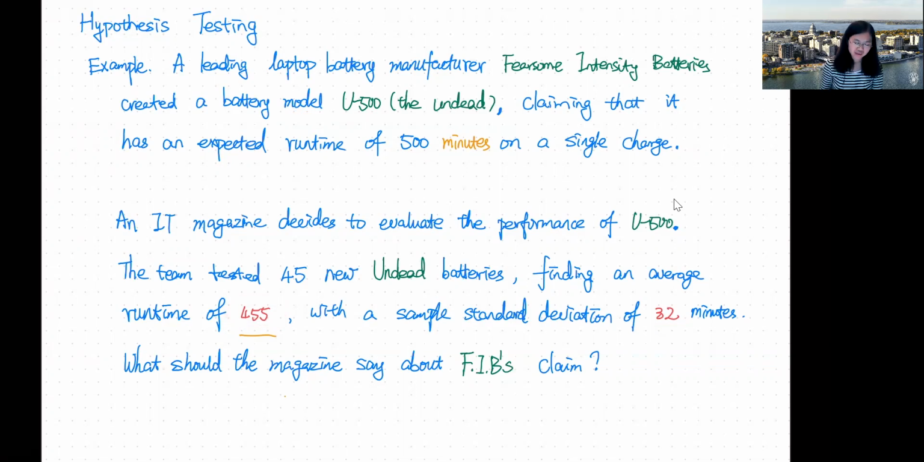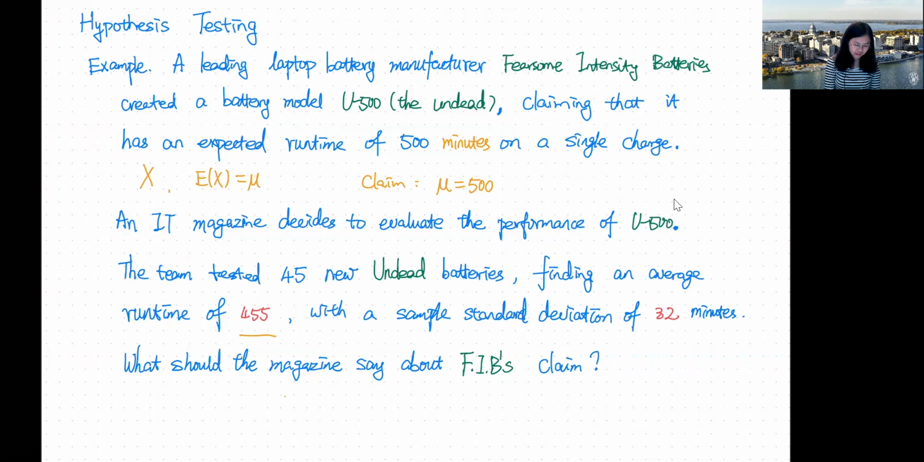Now let's translate the story into mathematics. Let X denote the runtime of a random U500 battery, and suppose we denote the expectation of that by mu. Then the company's claim is that mu equals 500. And now you want to evaluate this claim using the data set that you have.